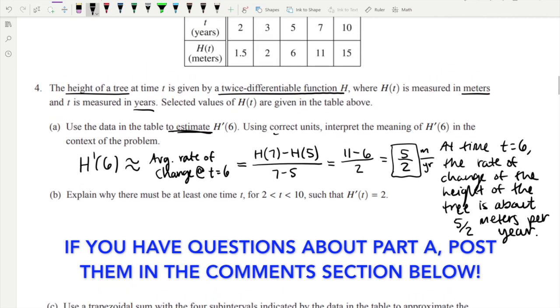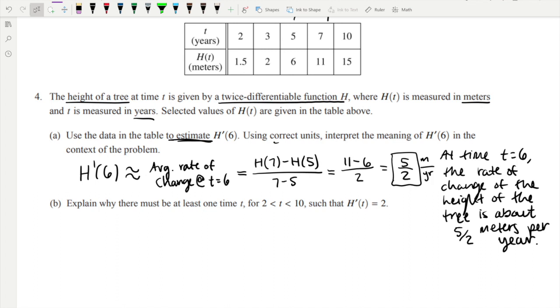Part B. Explain why there must be at least one time t between 2 and 10 such that the derivative of h at t is 2. Because they want us to show that there must be at least one time, this is what's called an existence statement. There are 2 main theorems, I would say, or perhaps 3, but usually 2 that are used, that are existence statements that say that some x value exists that has some property. And those are the intermediate value theorem or the mean value theorem.